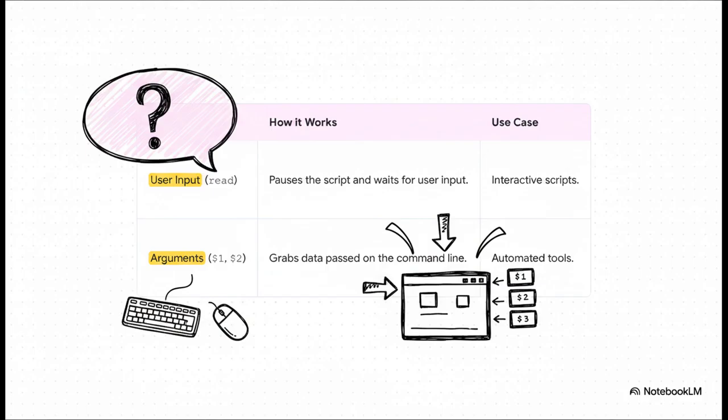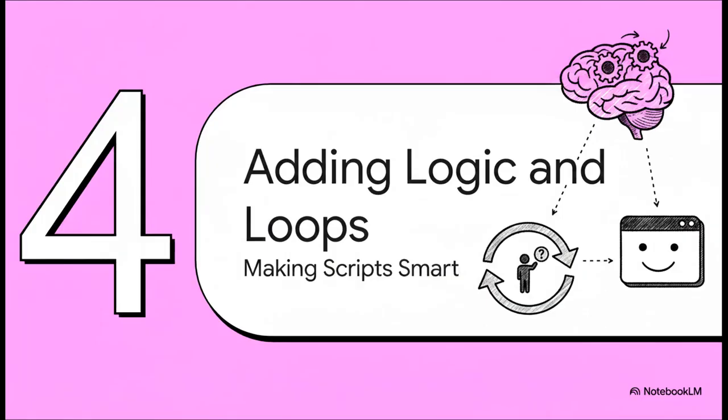You can use the read command, which literally pauses the script and waits for the user to type something in. Or for tools that need to be automated, you can pass in data as arguments right on the command line. The script can then grab that data using special variables, like $1 for the first argument, $2 for the second, and so on.